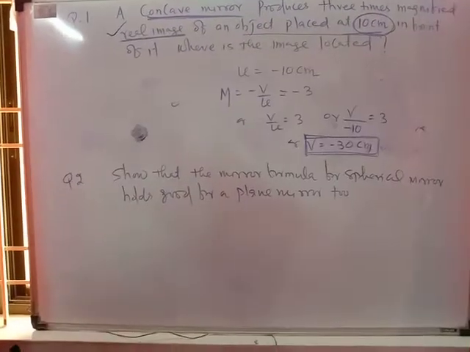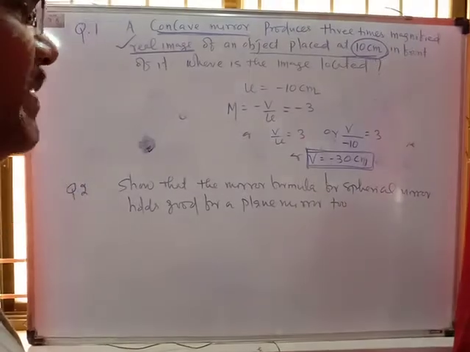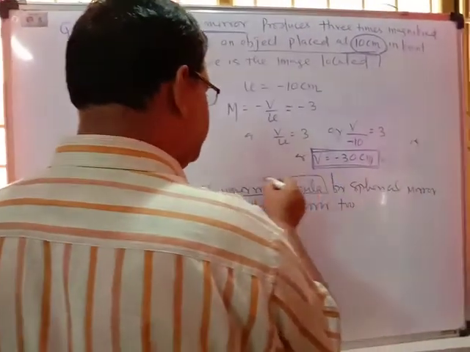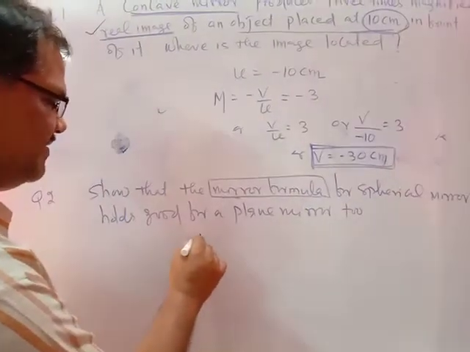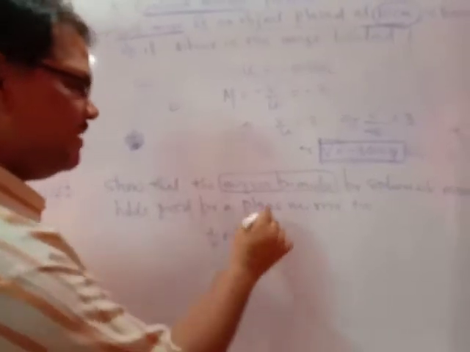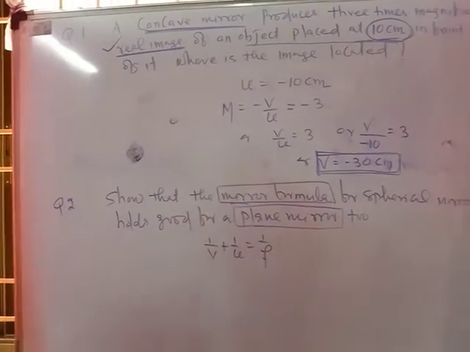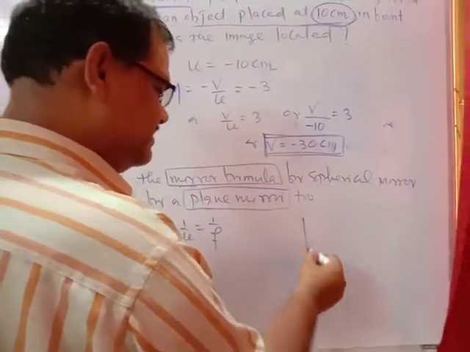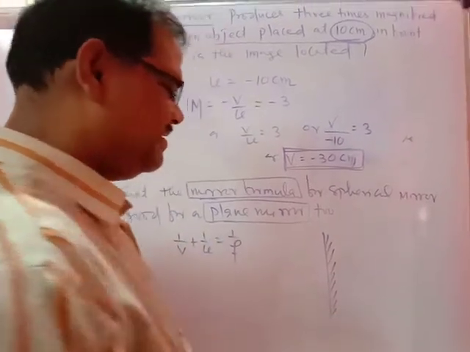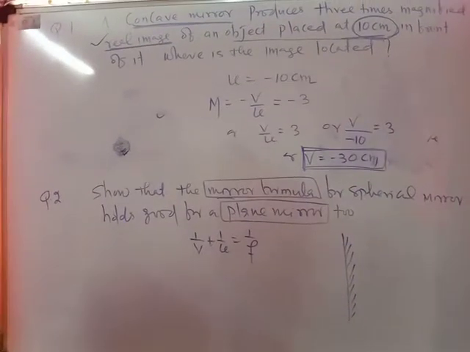Question number 2 says that the mirror formula for a spherical mirror holds good for a plane mirror too. That means the mirror formula we are using, 1 by v plus 1 by u equal to 1 by f, is also applicable for the plane mirror. The plane mirror is like this. So what should be the focal length of the plane mirror? The focal length of the plane mirror is infinite.